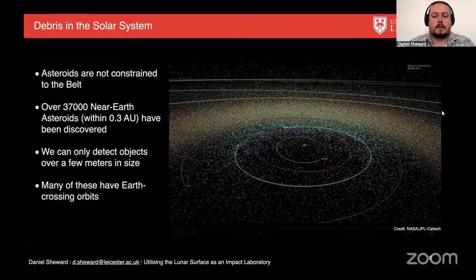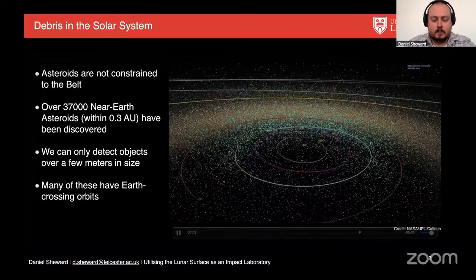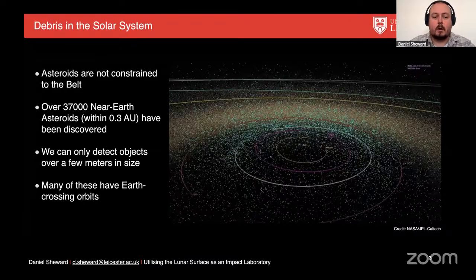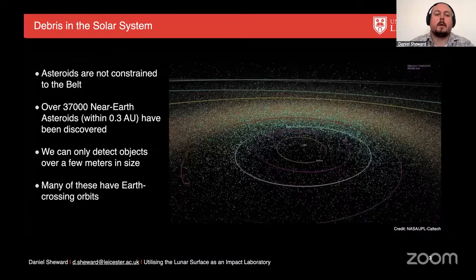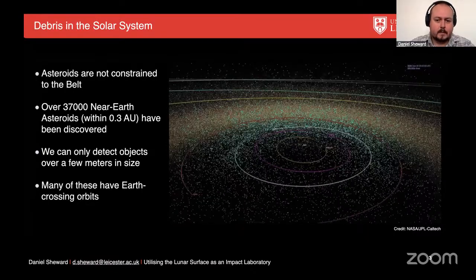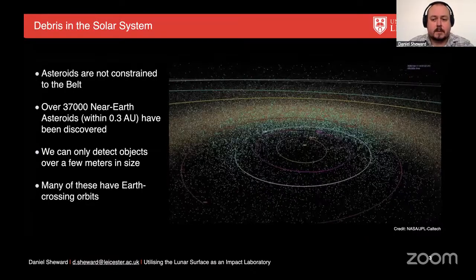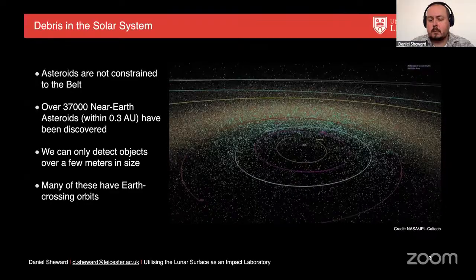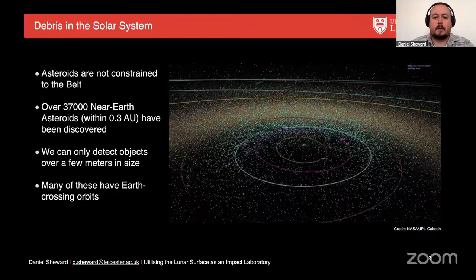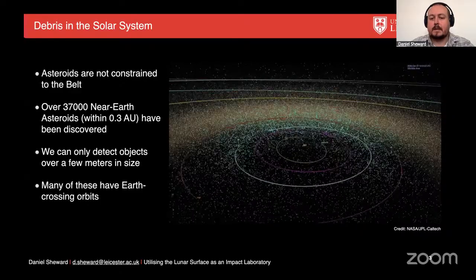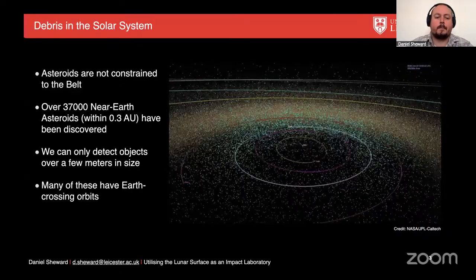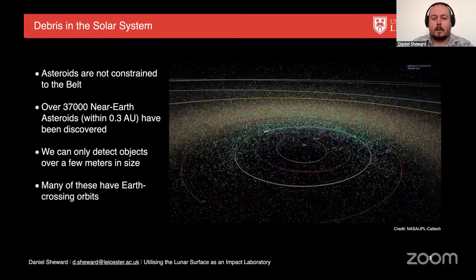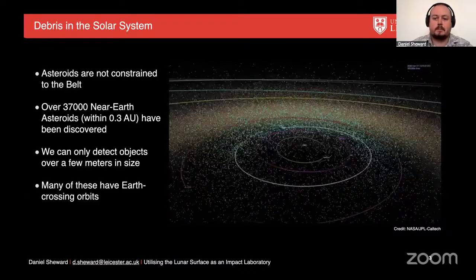We have asteroids that aren't constrained to just the asteroid belt. There's actually over 37,000 of them that have been discovered near Earth, within 0.3 AU. And these discoveries are limited by their size. The smallest of these objects that we can detect are only a few meters across. So anything smaller than that, we aren't able to detect. So the likelihood is that there's actually a lot more material out there. And much of this material has Earth crossing orbits, meaning that impacts can happen with these objects.